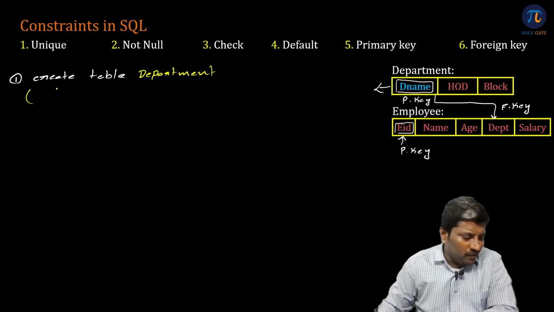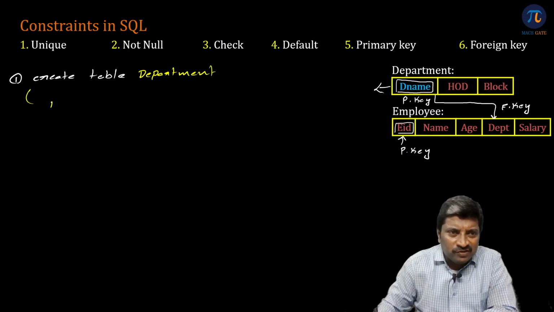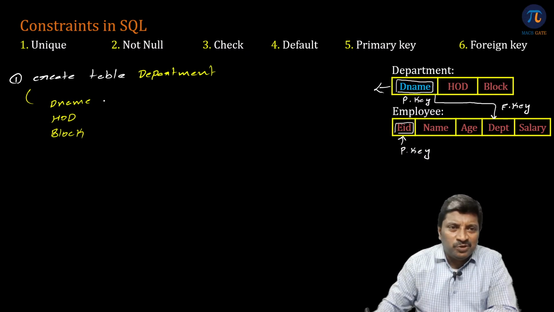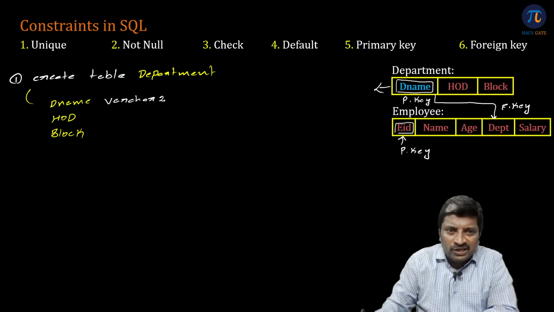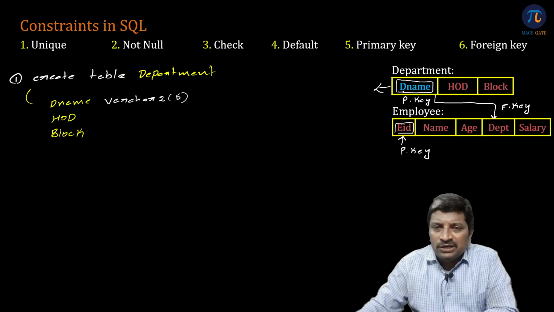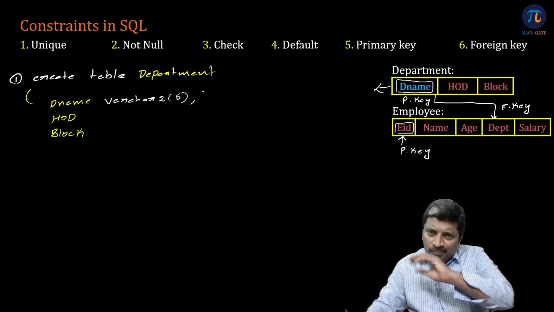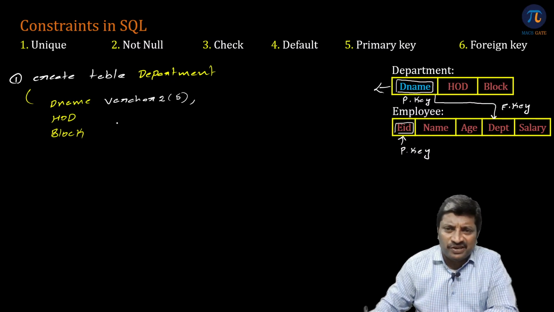Department. What are the attributes you are having, sir? The first one is dname. The next one is head of the department. The next one is block in which the department is. Let us assume department name is a string which can have a maximum of 5 characters. Okay, and department name is a primary key, sir. You can specify it at the end or at the beginning. That depends on you. Okay, let us specify it at the end.